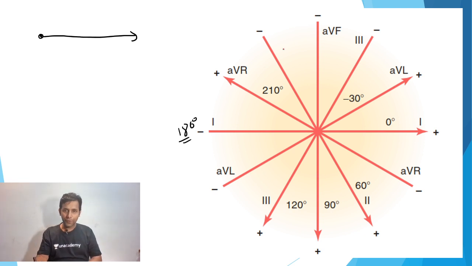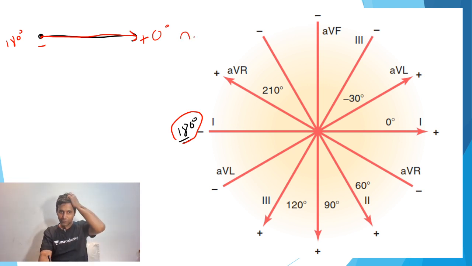Okay, so now what happens? See, if I plot lead one, lead one is exactly horizontal. Lead one starts at 180 degrees, which is a negative voltage, and ends at 0 degrees, which is a positive voltage. Now, if the cardiac impulses are moving in this direction, then you are going to have a positive deflection. If the current is flowing in the same direction, we are going to have a positive deflection. That's the simple basic criterion.